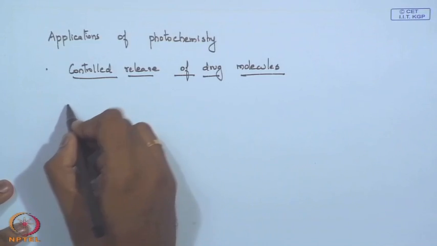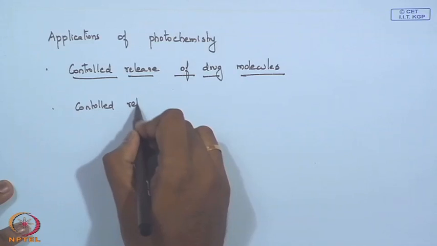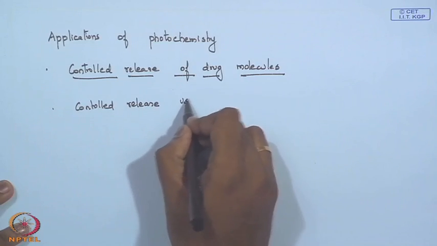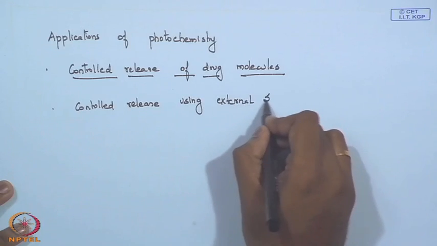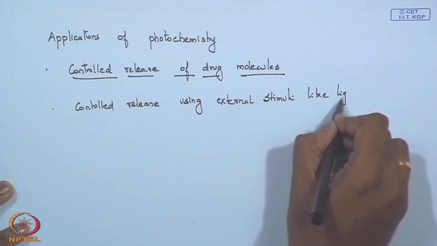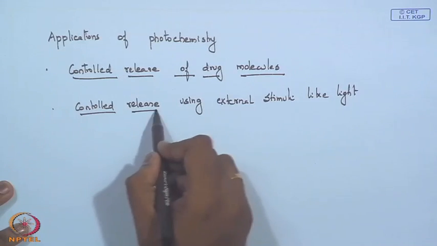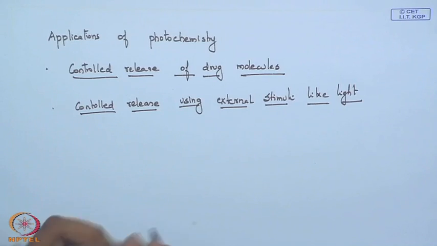So, controlled release using an external stimulus like light has become really interesting nowadays. So, why is it so interesting? What advantages does it provide over your other methods? Why has light become so interesting?